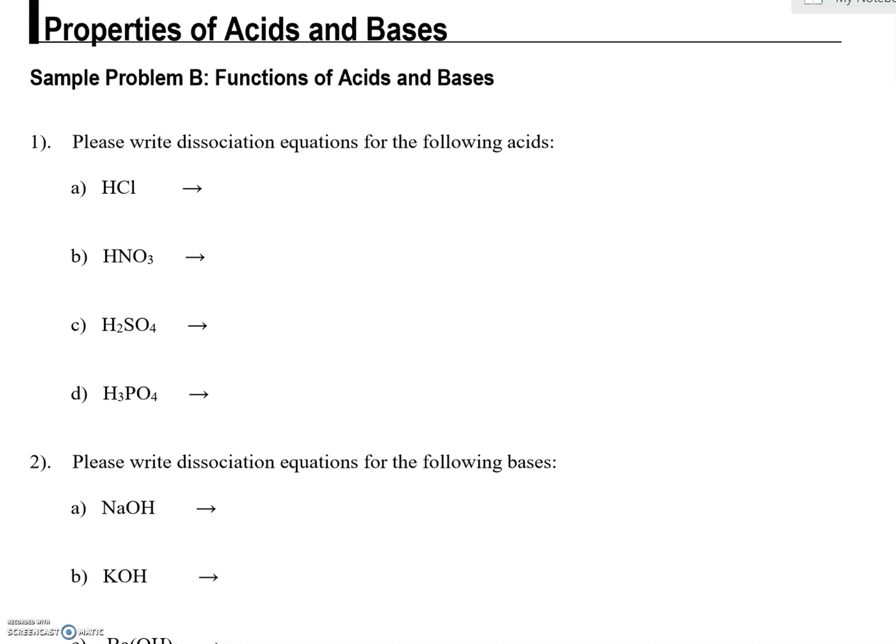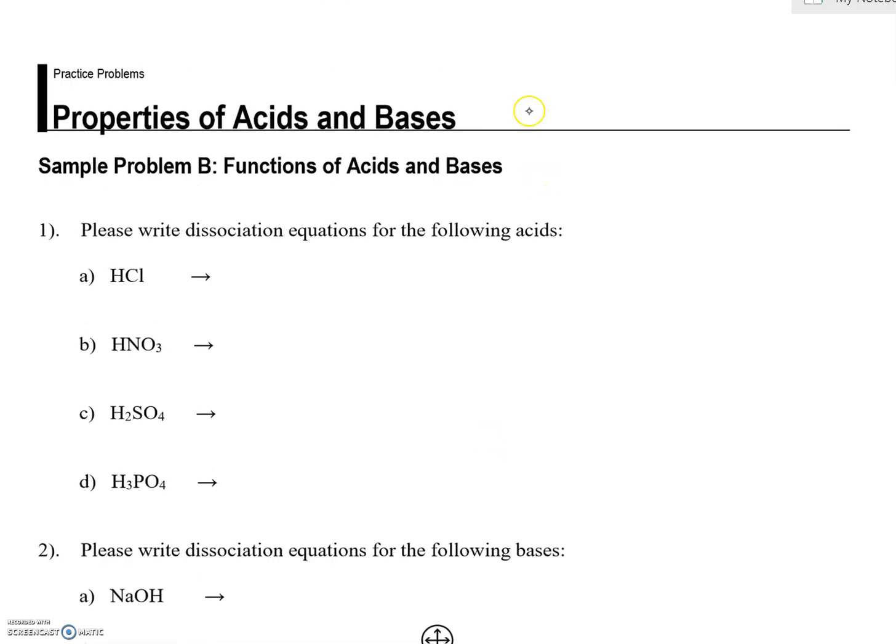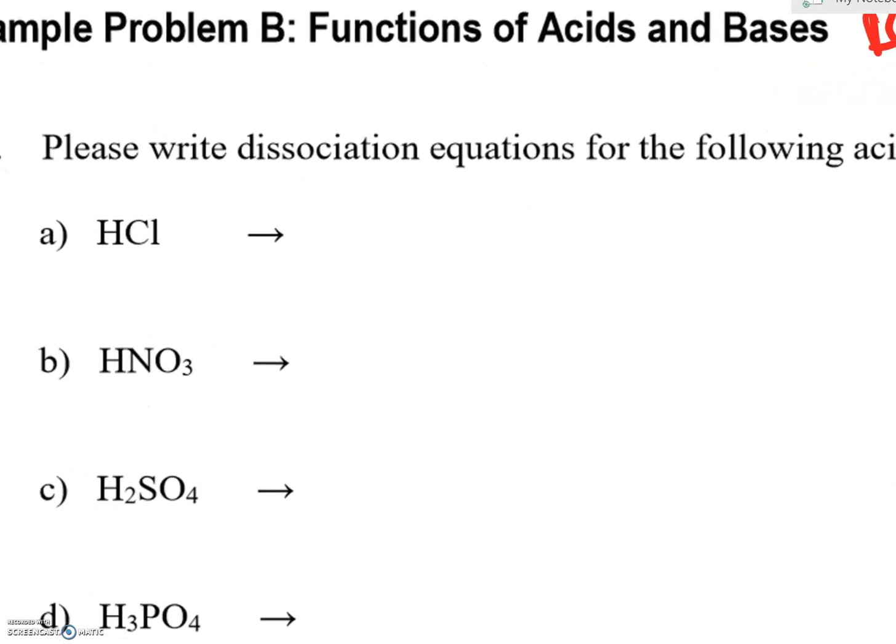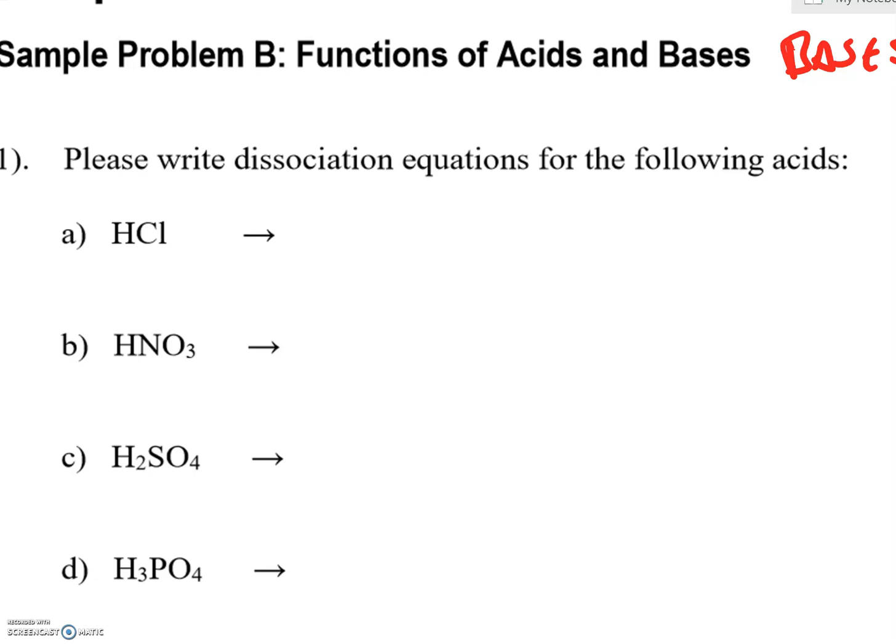This is dissociation of acids and bases, and let's remember that we said that all acids do is produce hydrogen, and bases, all they do is produce hydroxide, OH minus. So there's no big mystery here. It says please write dissociation equations for the following acids, meaning they're all going to produce H+. And remember that these are ionic compounds. They dissociate right down the middle. So HCl has only one H and one Cl minus.